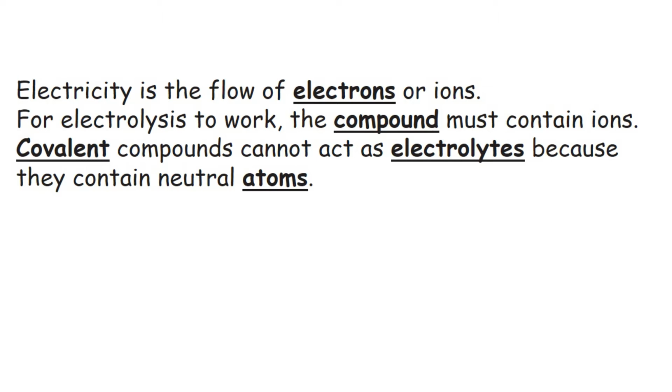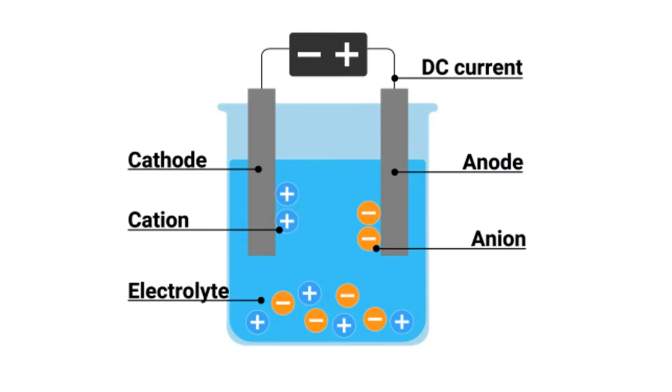Electricity, as we know, is a flow of electrons or ions. And the condition for electrolysis to work is that the compound must contain ions. That means it should be an ionic compound. Covalent compounds cannot act as electrolytes because they contain neutral atoms. They do not contain ions. So electrolysis works only for ionic compounds, and also they should be in molten or aqueous state.